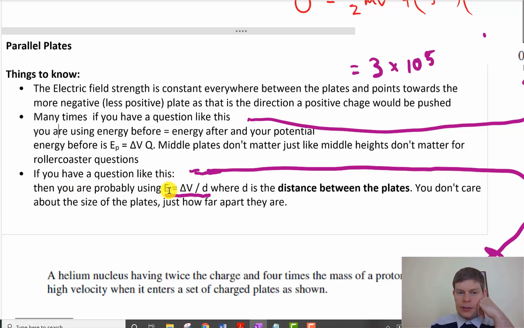All right, now the really new part is this guy. The electric field strength between two plates is equal to the voltage difference divided by the distance between the plates. So this is how far apart the plates are. The width of the plate doesn't matter at all. It's usually there just to throw you off. So if you want the electric field strength, the newtons per coulomb, just take the difference in voltage, the difference in electric potential between the two plates, and divide by the distance between them in meters.